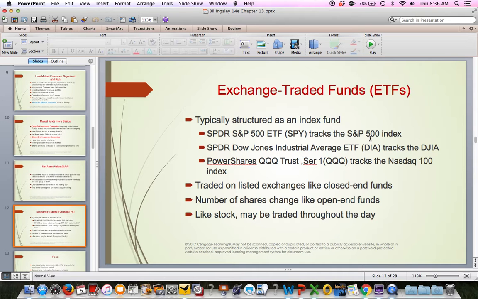But you can buy them based on the SPDR Dow Jones Industrial. You can buy them on what they call PowerShares, Triple Q Trust, Series 1, NASDAQ 100. There's all kinds.